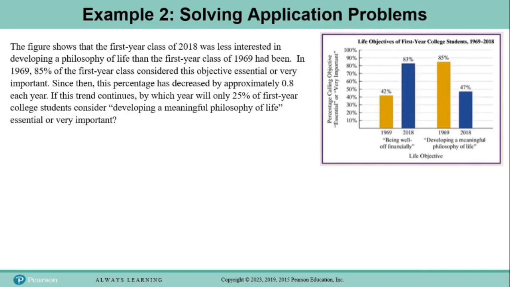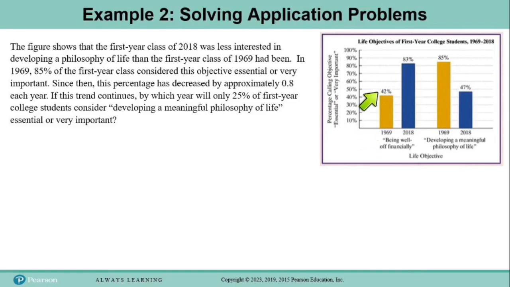And so this is another example where all the information that we need to solve the problem is right here in the problem description, and the graph is really just here as an illustration, but I do think it's worthwhile to look at it, and that might help you understand what they're asking us a little better. So the title of the graph is Life Objectives of First-Year College Students, 1969 to 2018. And on the y-axis, we've got percentage calling this objective essential or very important.